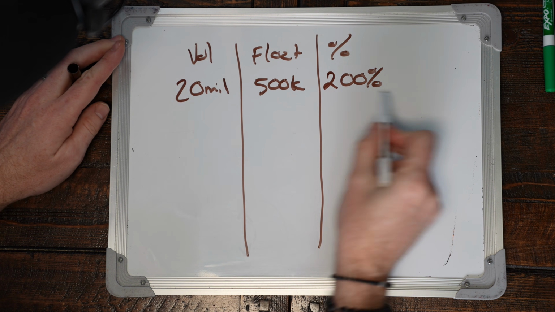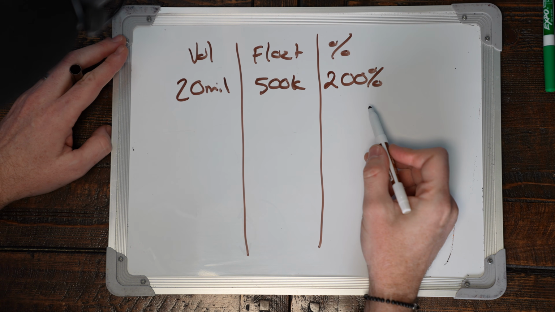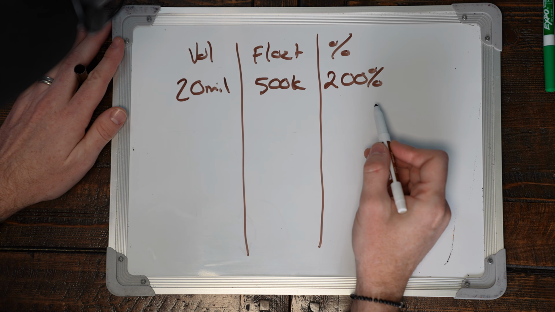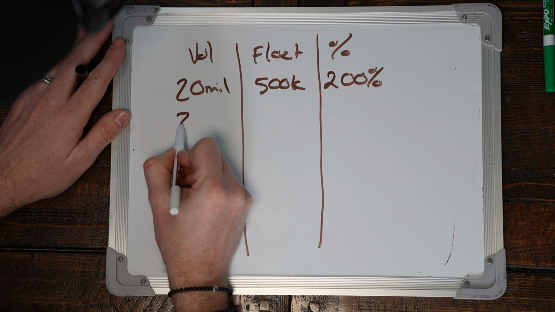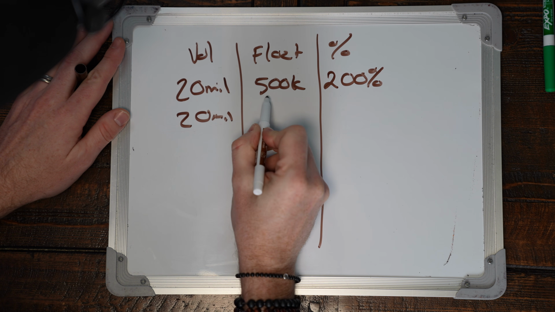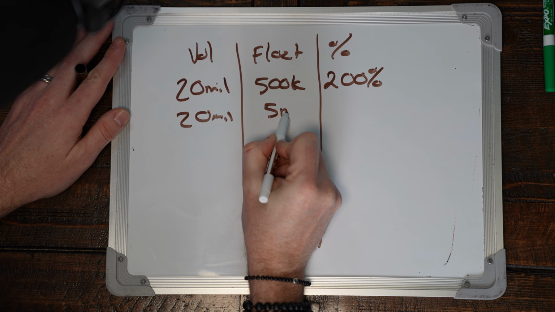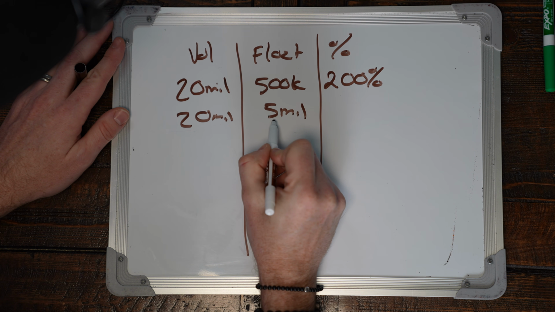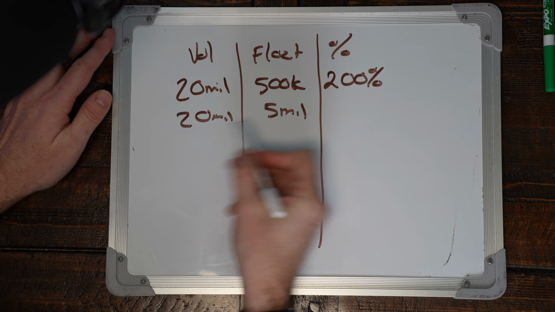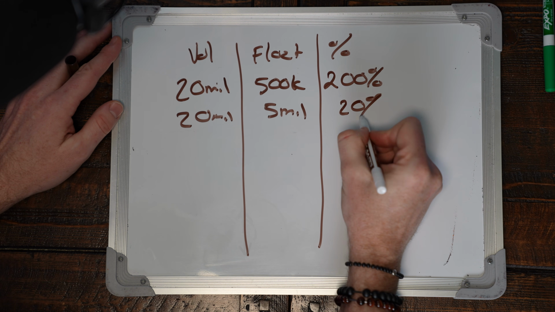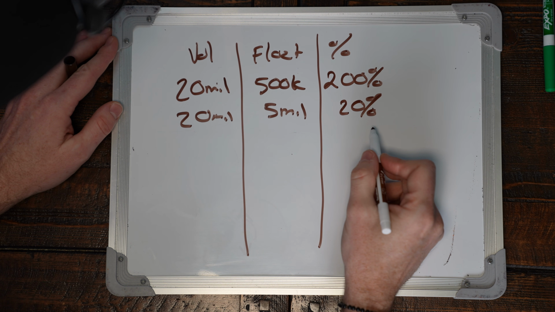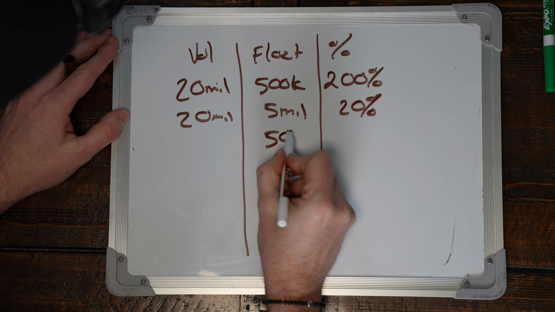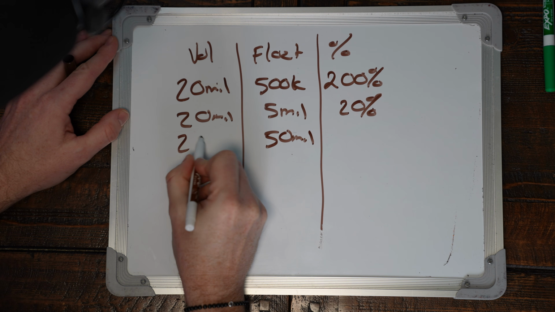All right, so now let's just think this through. What would have happened if we had the same 20 million shares of volume, but the float was 5 million shares? Instead of 500,000 shares, it was 10 times higher. I would predict that probably the stock would only be up like 20%. It would be up, but it wouldn't be up a lot. What if the stock had a 50 million share float and 20 million shares of volume?